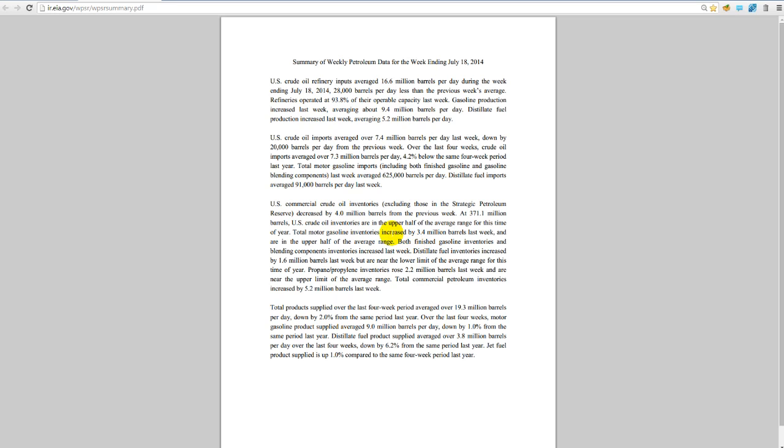So then it goes into more information. It goes into gasoline, distillate fuel, propane. Total commercial petroleum inventories increased by 5 million barrels this week. So that's important, that last sentence in the paragraph. So I'm basically looking at this number on the second line of the third paragraph. And then I'm looking, like, we're in the last half of the line. Is this upper half of the range or lower half or below average?